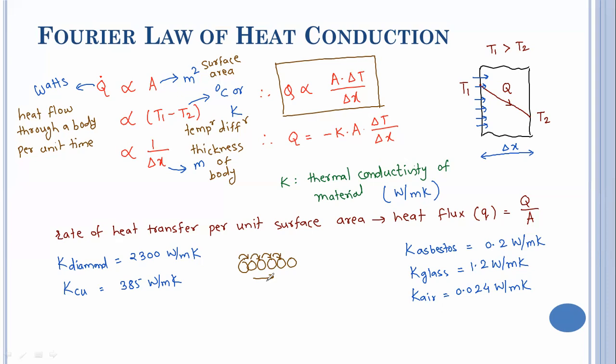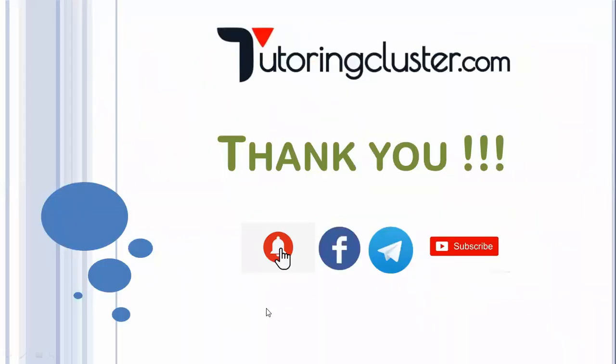And remember what Fourier law of heat conduction is, and what the terminologies are: Q, A, delta T, delta X. Their units are important, and the unit of thermal conductivity, and you can remember one or two values. Okay, so this is all about heat conduction. Hope you have understood it. I have also given you some practical examples of how heat conduction takes place.